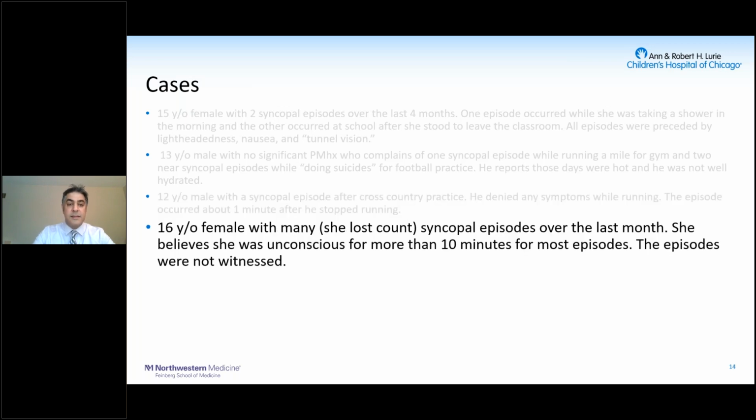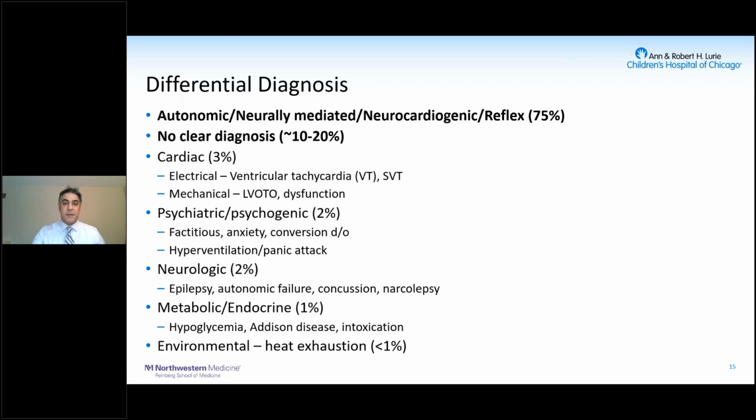And then lastly is a 16-year-old female who has had numerous syncopal episodes over the last few months, to the point where she can't keep track of it. None of these have been witnessed. She believes she's been out for a long time, typically 10 minutes. She's never injured herself during any of these episodes. So we'll come back to these scenarios at the end while we talk through evaluation of syncope.